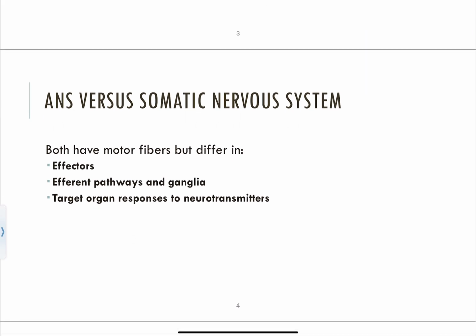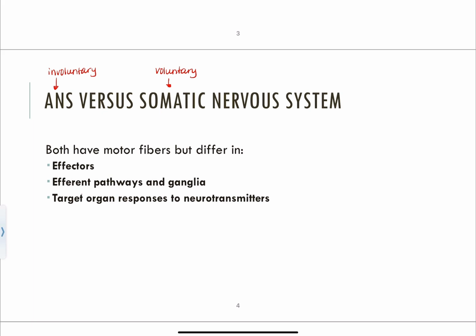So let's first compare the autonomic nervous system with the somatic nervous system. Again, this is going to be our involuntary nervous system. And our somatic is our voluntary. So again, we're talking specifically about skeletal muscle here. So let's compare these two divisions. Both have motor fibers, but what they're different in is their effectors. So again, if we're talking about the autonomic nervous system, we're talking about smooth muscle, cardiac muscle, and glands. When we talk about the somatic nervous system, we're talking about skeletal muscle.